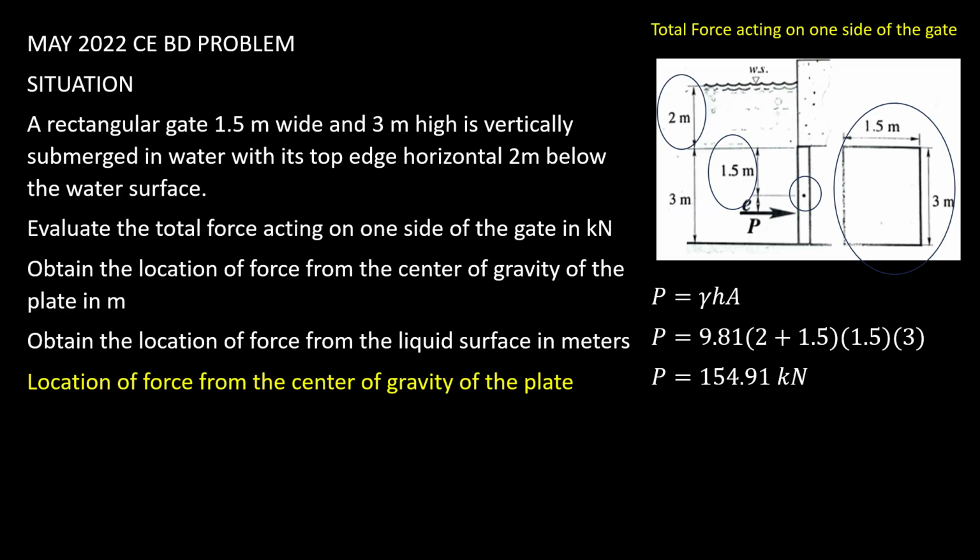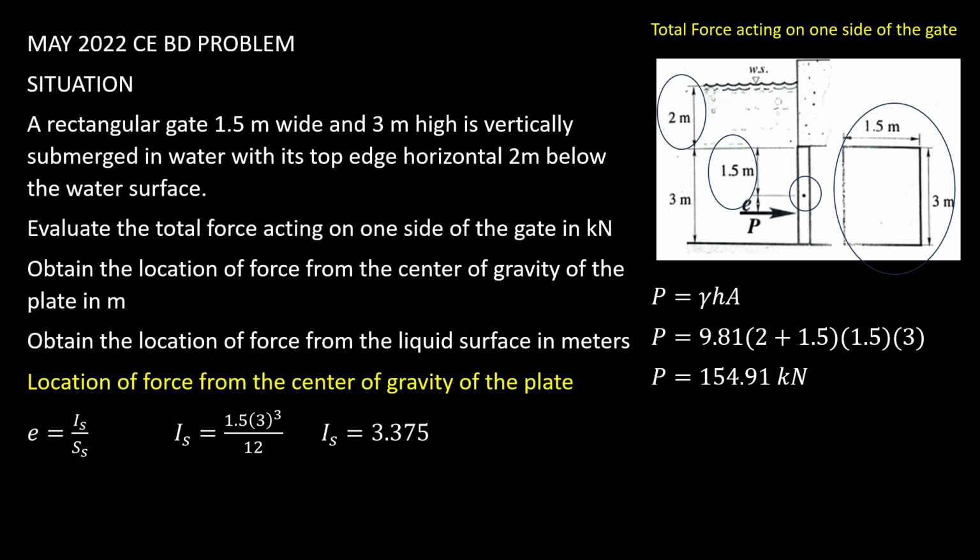After computing for the total force acting on one side of the gate, let us now compute for the location of force from center of gravity of the plate. In order to solve for the location of force from the center of gravity of the plate, we need to calculate for the value of E. And the formula for E is equal to I sub S, or the inertia, over S sub S. Now, if we're going to calculate for the I sub S, we have a formula of BH cubed over 12. Substituting the values, we have 1.5 times 3 cubed all over 12. And then our I sub S equals 3.375.